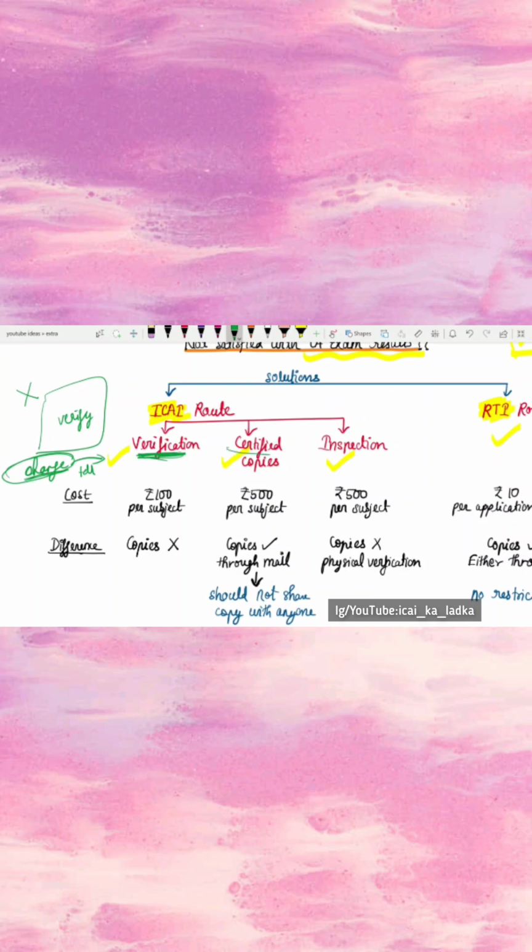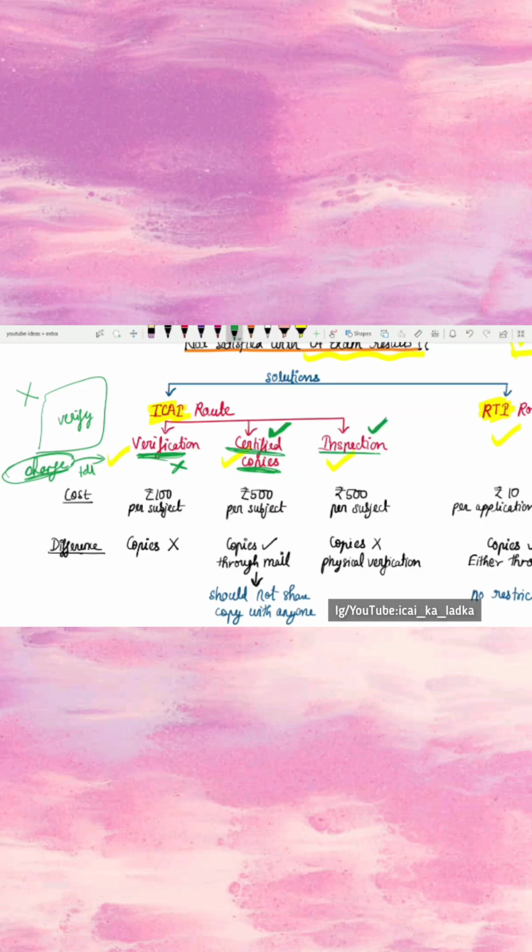What about certified copies then? Under certified copies, at the back end, they will also verify whether there is any retotaling error or any unchecked part. And they will also issue the answer sheet here. In verification, there is no issuance of the answer sheet, whereas under certified copies, they will issue you the answer sheet through mail. After the verification and everything is done, they will issue the mark sheet. What about inspection then? Under inspection also, at the back end, they will do the verification and everything, and they will also issue the answer sheet here.